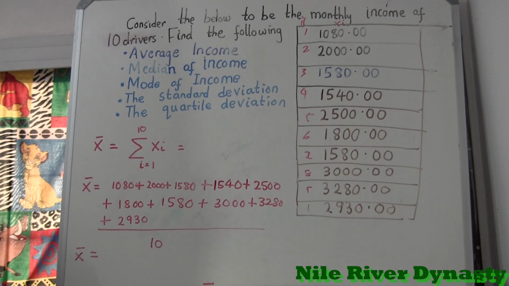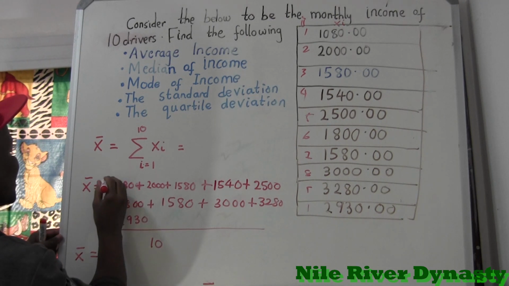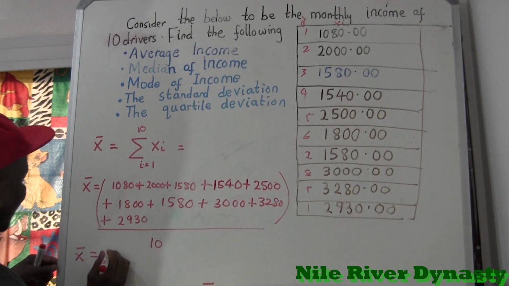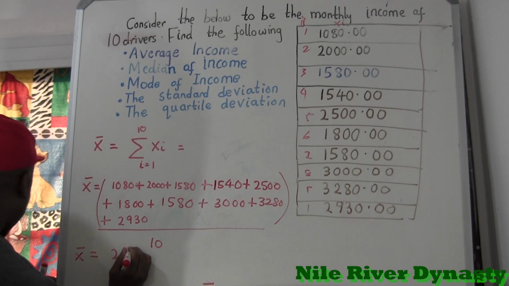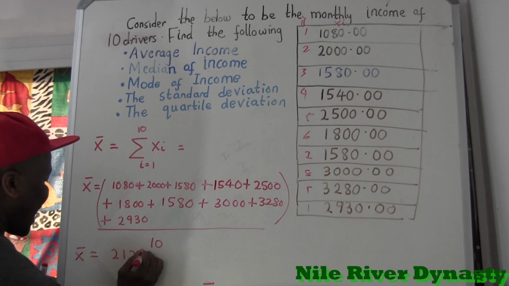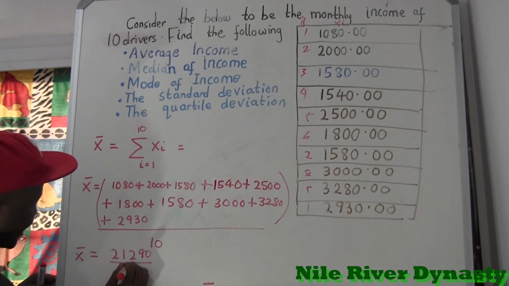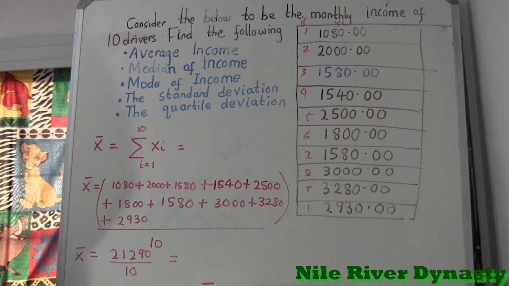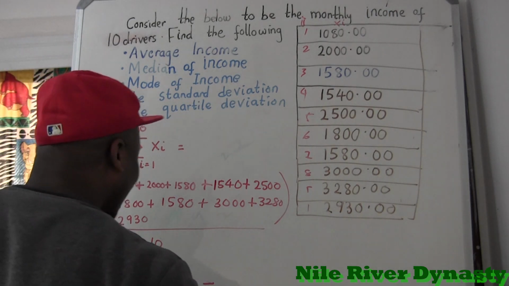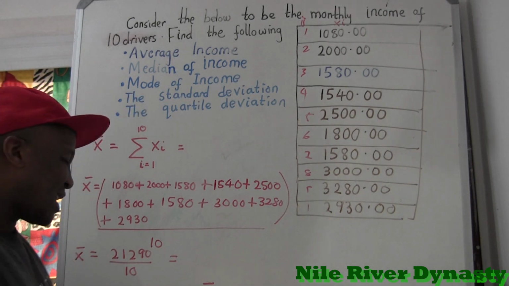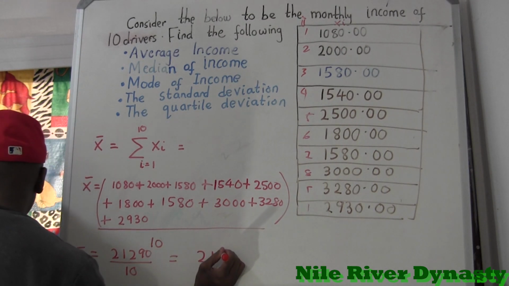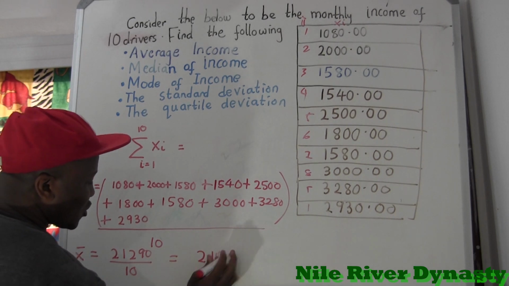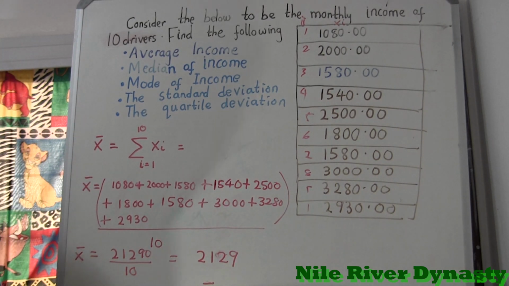So when you add all these 10, when you add all of them, it's going to give you 21,290, I believe, but you can plug it in. 21290 over how many numbers? The 10. Let me check my calculator quick, because sometimes I make silly mistakes. So put this in the calculator, and this is going to give 2129. So this is our average. The average, we have it already, 2129.